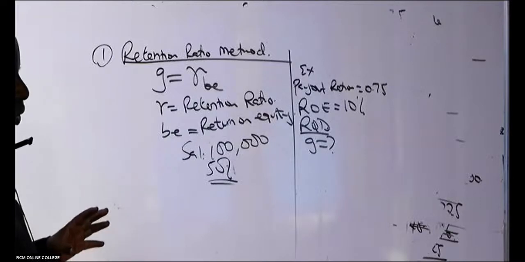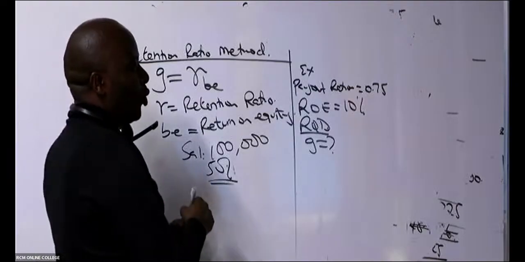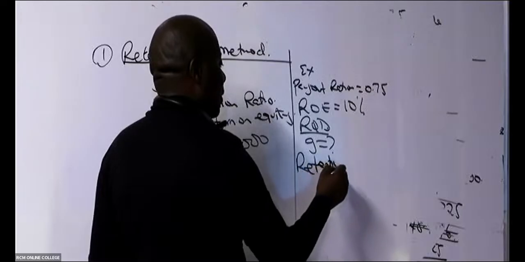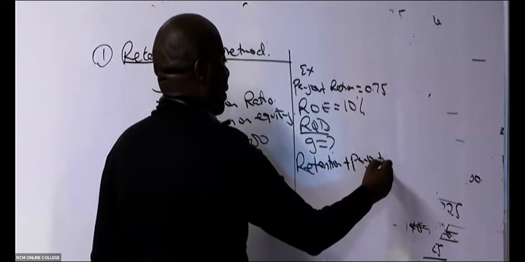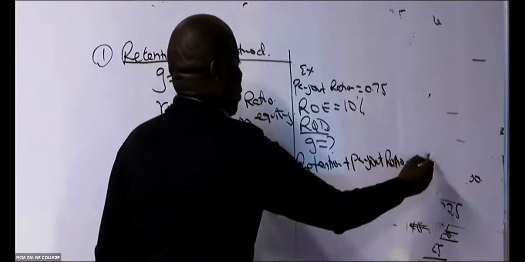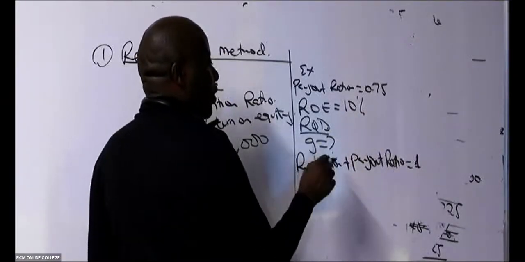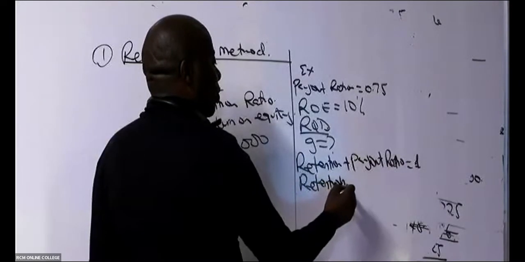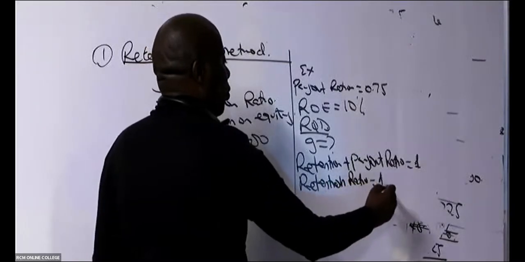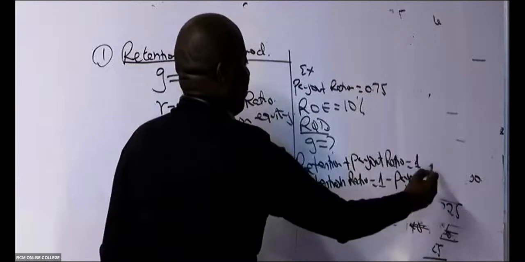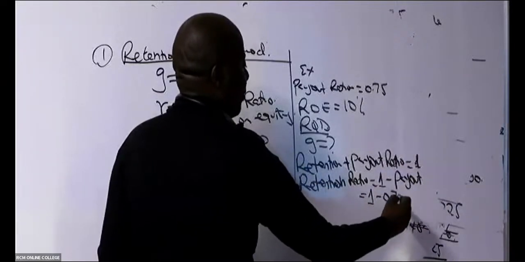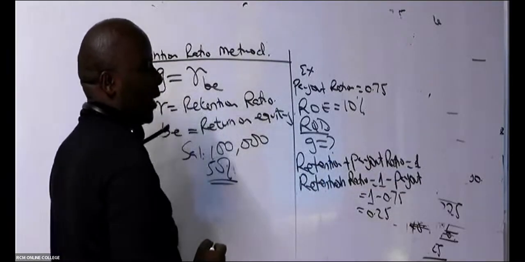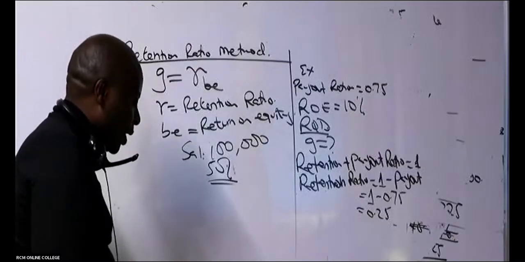Please remember that payout ratio and retention ratio must always add up to 1. Now that they have given you the payout ratio, then the retention ratio will be 1 minus payout. So it will be 1 minus 0.75, which gives you 0.25. And then now you can use this formula.